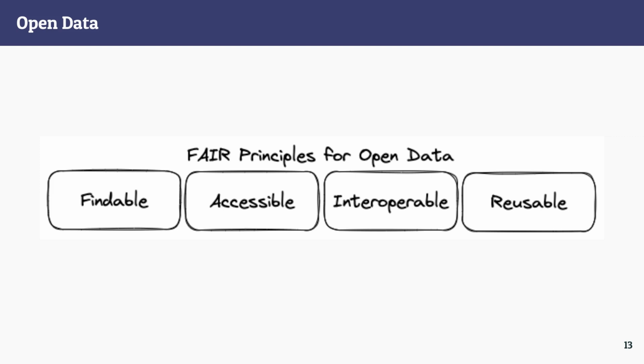To be accessible, data are retrievable by their identifier using a standard protocol that is open, free, and universally implementable. Metadata are accessible even when the data are no longer available. To be interoperable, data use an accessible and broadly applicable language for knowledge representation that can be integrated with other data, applications, or workflows. To be reusable, data have a clear and accessible data usage license, and follow domain-relevant community standards.